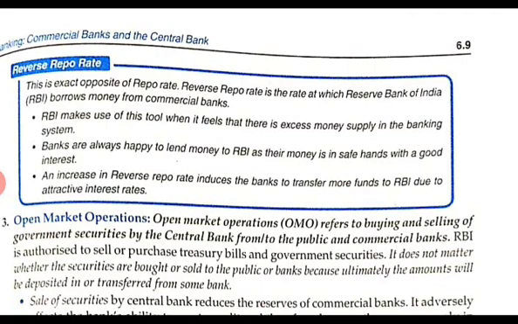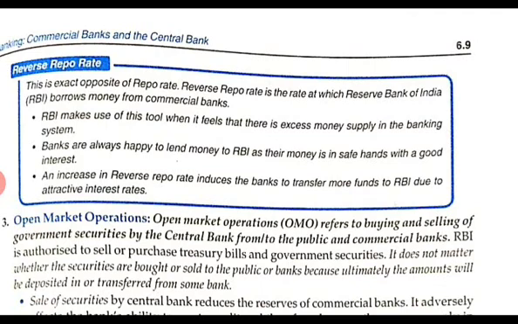So whenever there is excess money supply in the economy, there will be an increase in the rate, which induces the banks to transfer more funds to the RBI rather than giving it to the borrowers. In this way the money supply will decrease. And when there is a decrease in money supply, the rate will decrease, so that instead of giving money to the RBI, the commercial banks will be encouraged to give loans to the public, the borrowers. In this way, using this instrument, the credit will be controlled.